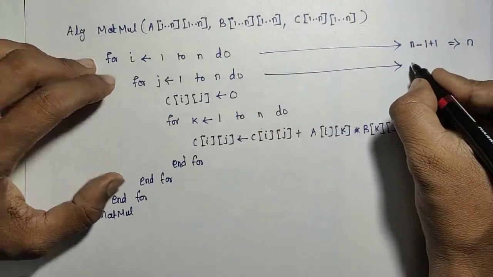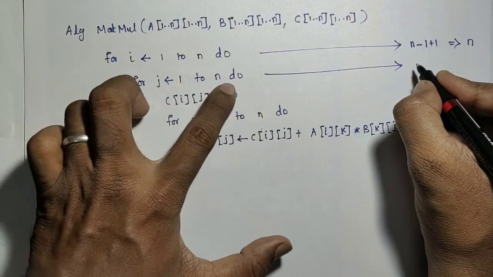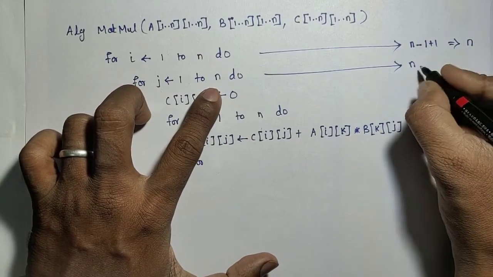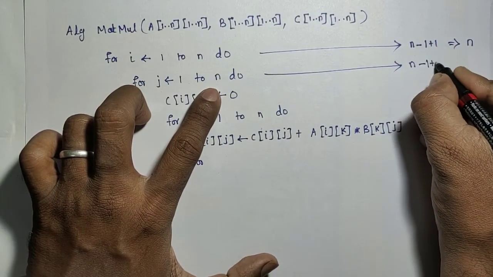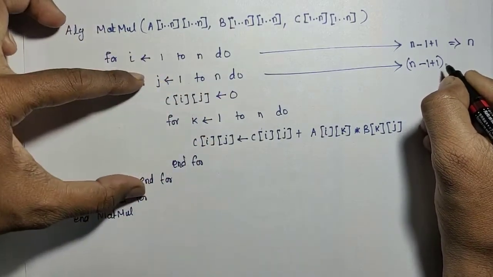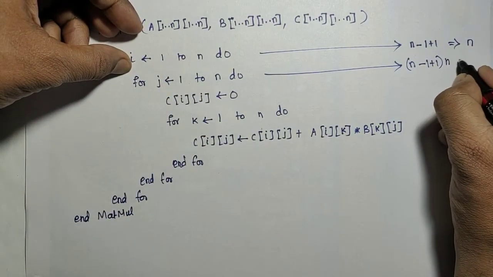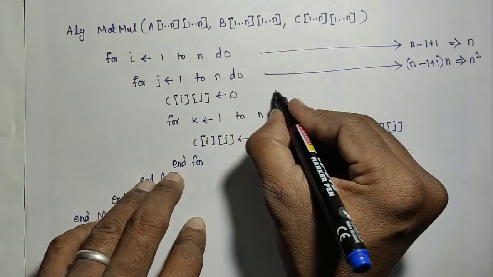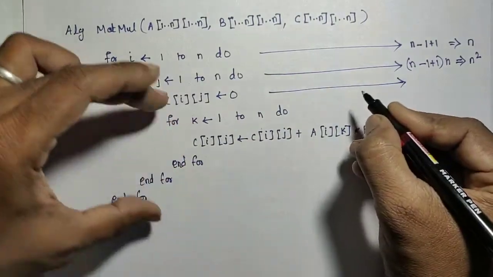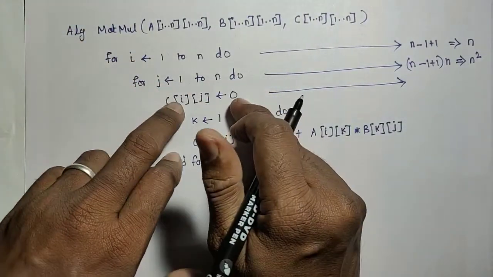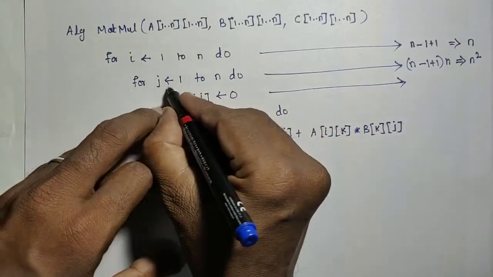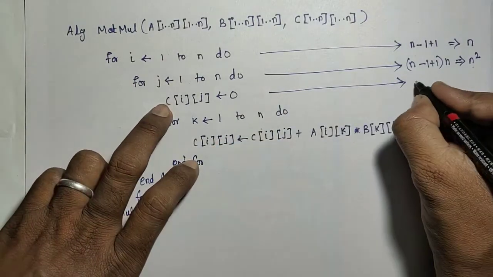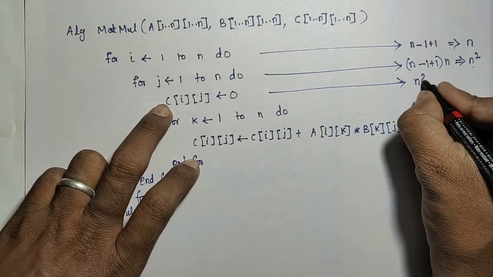And this is j equal to 1 to n. So n minus 1 plus 1, that loop is going to be executed how many times? N times. So that is n times n, equal to n squared time. Then this assignment is going to happen, again this is an inner loop, that is one time. So the j loop is going to be executed for n squared time, so n squared into 1 is n squared. So this is going to happen n squared times.